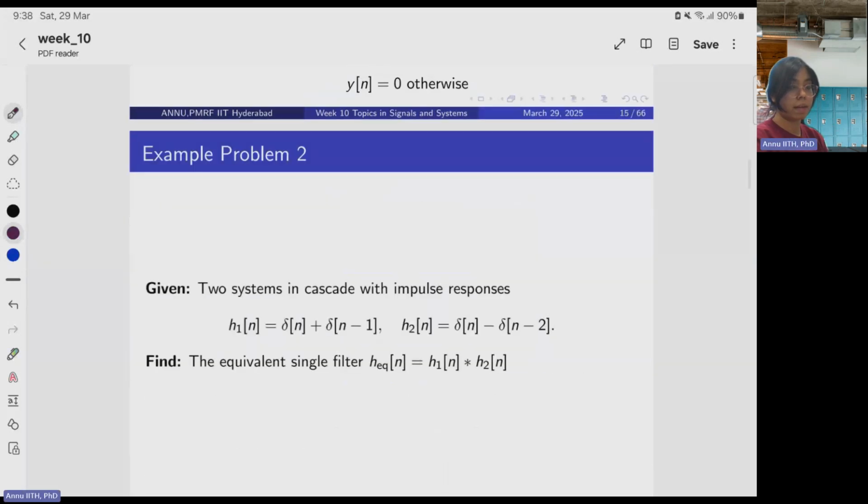So going to example number 2, again, find the equivalent single filter which is having h1 convolved with h2[n], and you have h1[n] as delta[n] plus delta[n minus 1], and h2[n] is delta[n] minus delta[n minus 2].